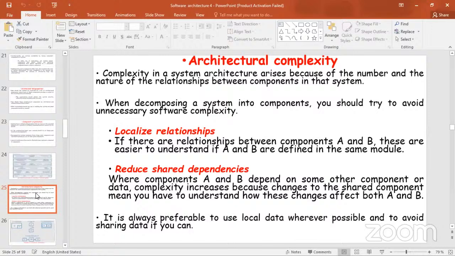Now, it is always preferable to use local data where possible and to avoid sharing data if you can. So to solve this problem, we can have a policy that no, we are not going to allow husband and wife to sleep together, at least for that night, just stay in different places, right? Then at least the next day you can go home and meet yourselves.